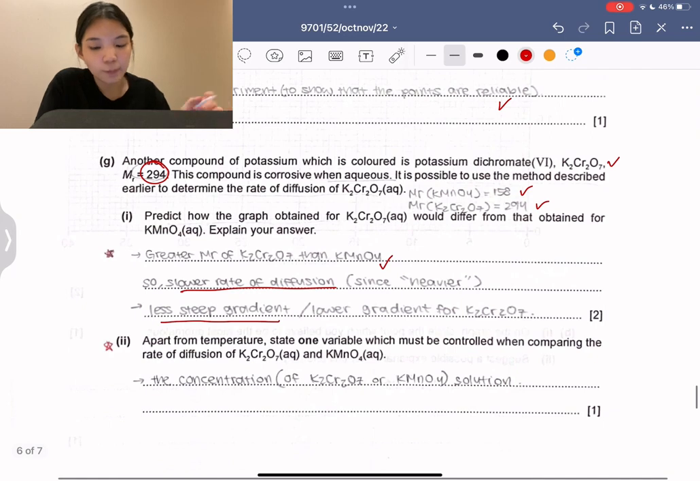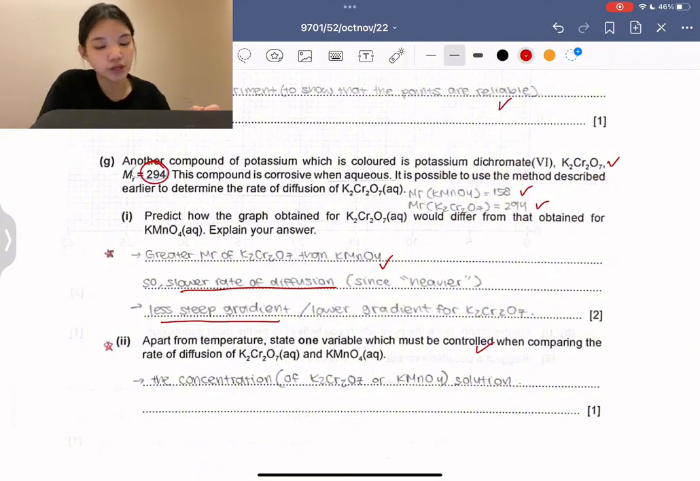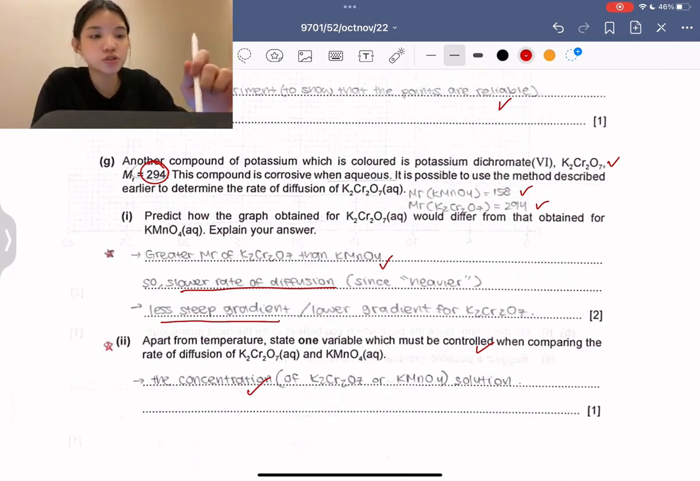Then II, apart from temperature, state one variable which must be controlled when comparing the rate of diffusion of K2Cr2O7 and KMnO4. So it would be the concentration of K2Cr2O7 or KMnO4 solution. Because, for example, if there's a higher concentration of KMnO4 than the one shown in this experiment, there would be a greater rate of diffusion. So concentration is definitely one variable that you should be keeping constant because it affects the rate of diffusion.